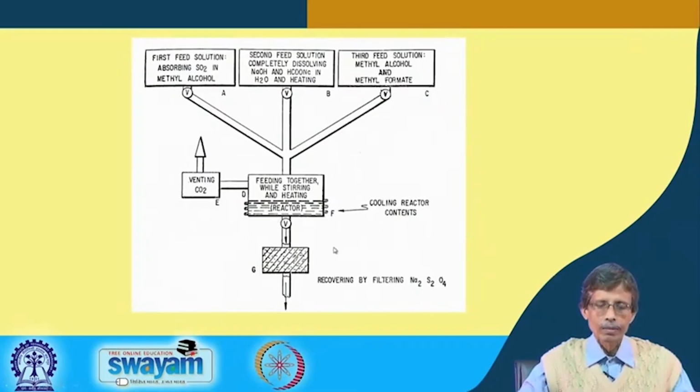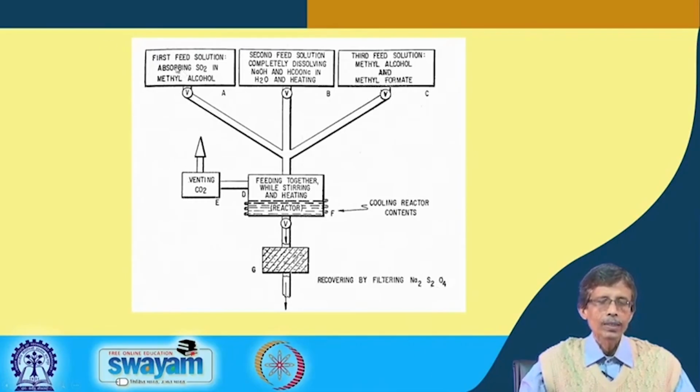If we consider what we are doing for this particular production, and if we consider that in the previous case we have seen that we can use some amount of formate. Methyl formate, the methyl ester of formic acid, in methyl alcohol can be utilized for the reduction of SO2 to produce your Na2S2O4.